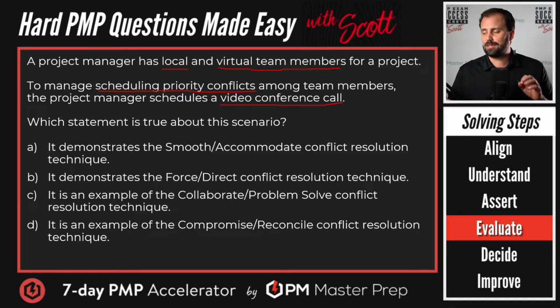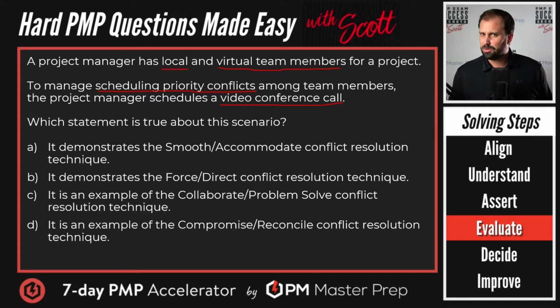So what is true about the scenario? We know what we're doing here. It demonstrates a smooth or accommodate conflict resolution technique. Now, do we see conflict up above? Kinda, not really. We got conflicts, I guess, with scheduling, but is it a fight? Nah, it's just, hey, we have competing schedules. Everybody's busy. Okay. What does smooth or accommodate mean?